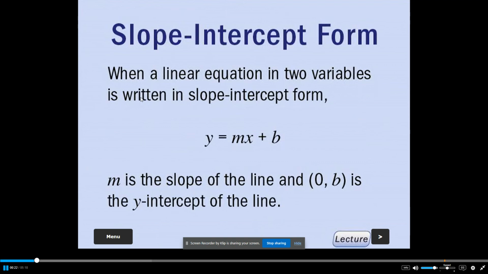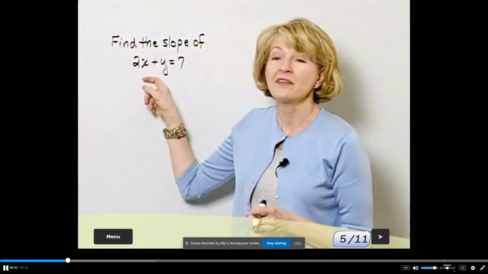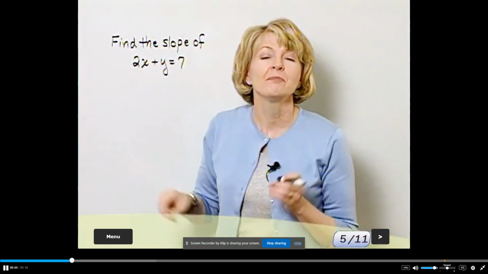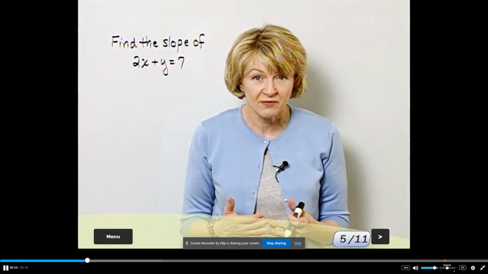When a linear equation in 2 variables is written in slope-intercept form, y is equal to mx plus b, m is the slope of the line, and b is the y-intercept of the line. So let's use the slope-intercept form to find the slope of the graph of this equation. Basically, the slope-intercept form is the form we get when we solve the equation for y. So just keep that in mind. Slope-intercept form means solve the equation for y.